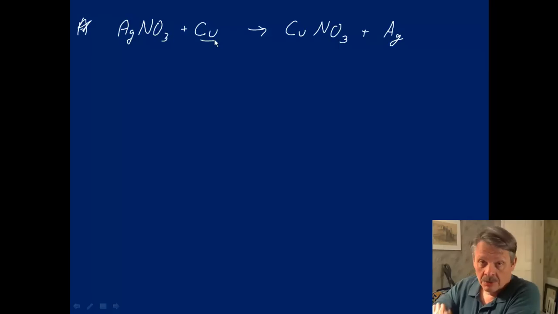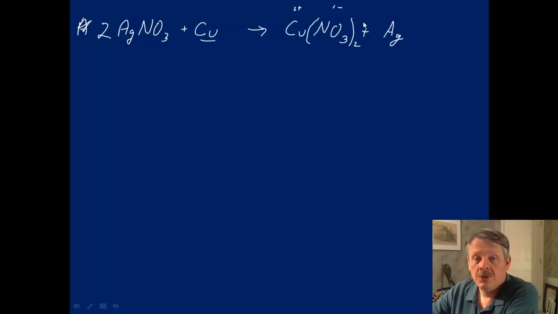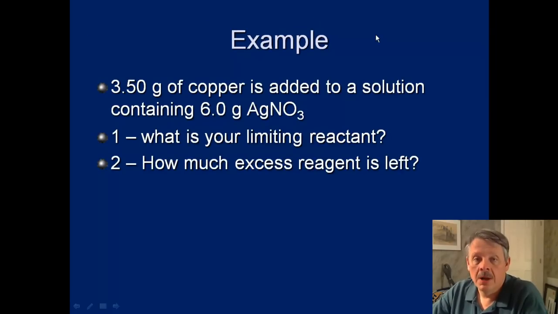I also notice that copper has a 2+ charge, and nitrate has a 1- charge, so when I cross them, I'm going to have Cu(NO3)2. Which, of course, means I need 2 nitrates over here. So I have 2 silver nitrates, but that means I need to have 2 silvers. So I'm now balanced. I have a balanced chemical reaction. That's step number 1. Right, I want to go back and see how much I have.